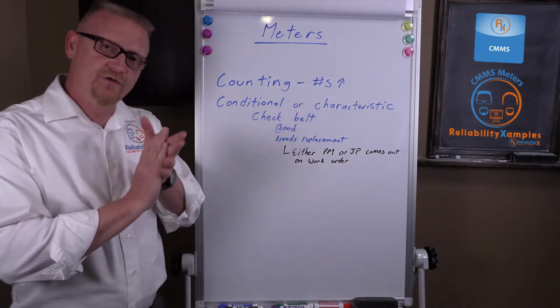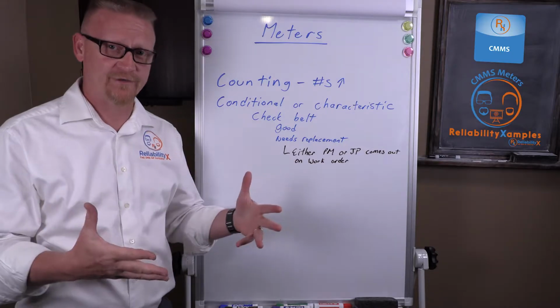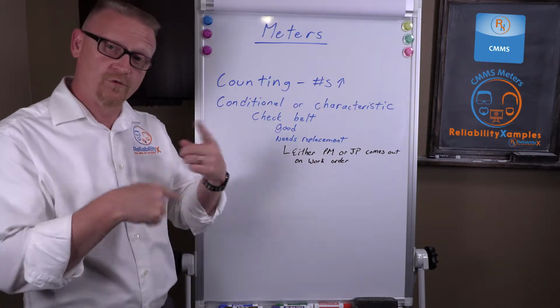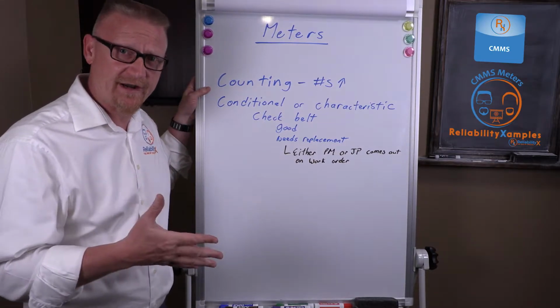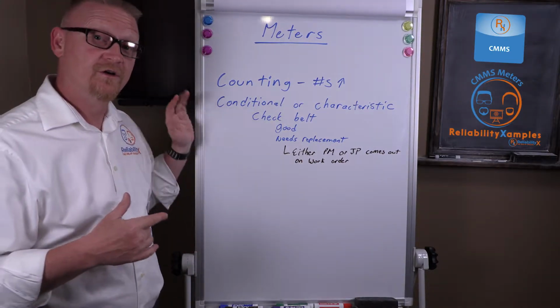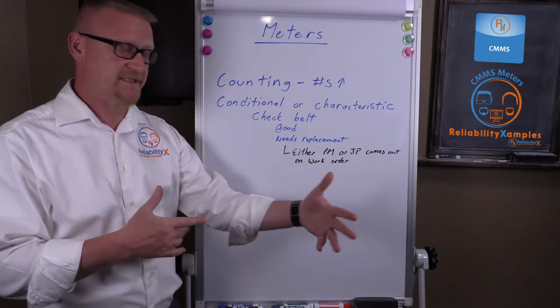There are two types of meters typically inside your CMMS or EAM system. One is a counting meter. A counting meter simply rolls up as things count through it. So this is your hour meter on your air compressor, or it could be your production order. So the production order, we produced X number of units today.